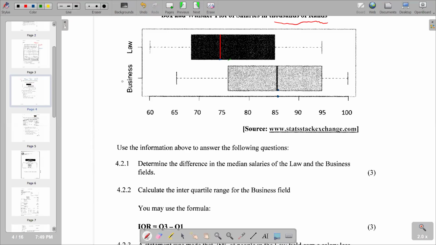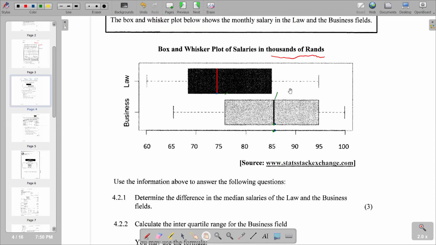You'll see that according to business, we have got our median at this point, and just try to see what we have in terms of our median for business. You see that we have got 85 here at the median. So this is representing our median, and we have 85, but if you look there, it is in thousands. So we say 85 times 1,000, we are going to get 85,000.